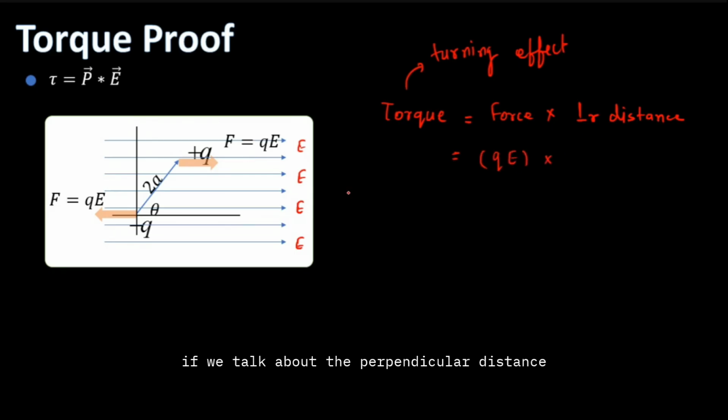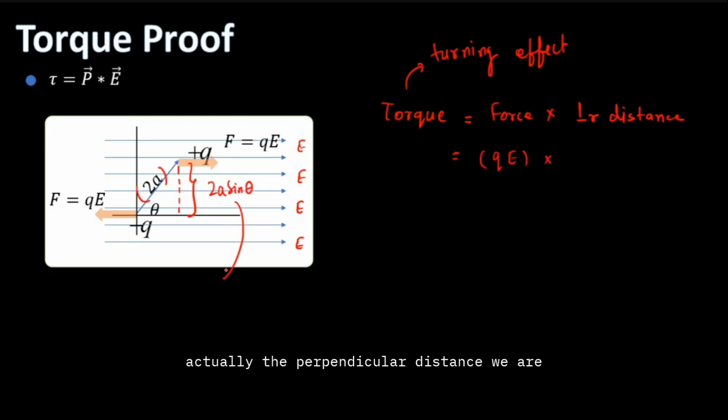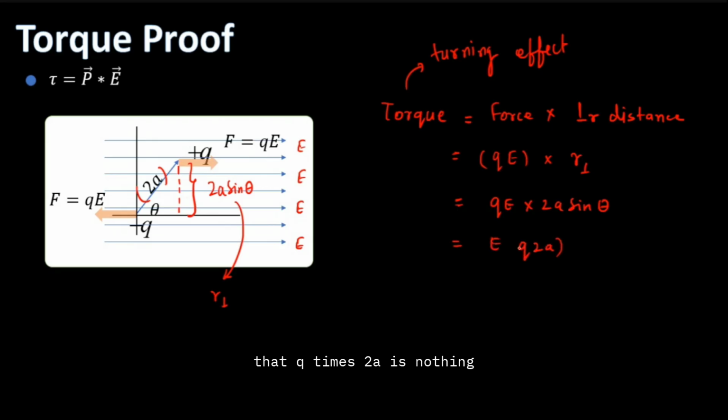If we talk about the perpendicular distance, this is going to be the perpendicular distance. The length of the dipole we have already assumed to be 2a. So this 2a must have a component in this perpendicular direction, which is given by 2a sine theta. This is the perpendicular distance we are going to use in this relation. It can be written as r perpendicular, and when we substitute the value, we get 2a sine theta. Here we already know that q times 2a is nothing but the dipole moment. So when we solve this, we get P E sine theta. And whenever there is sine theta, there is a cross product.